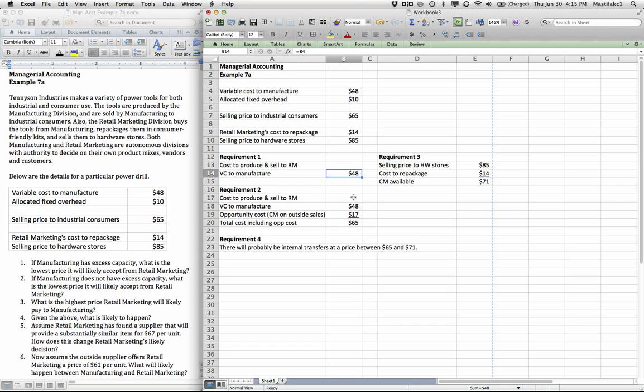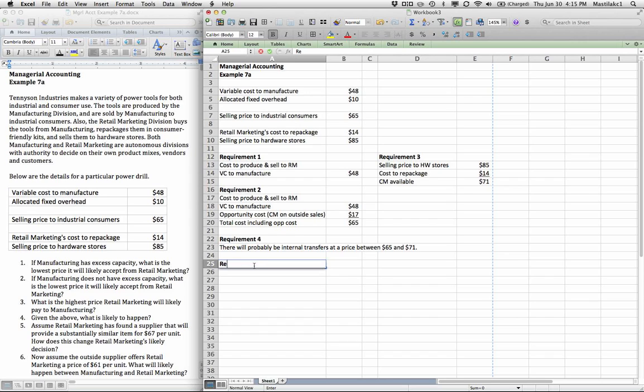One of the problems with transfer pricing is that parties have differential information. Manufacturing will always know better than marketing will whether manufacturing has spare capacity. So they'll be able to set their bottom price with much better information. And to a certain extent, retail marketing is just in a disadvantageous situation there. So requirement 4, given these settings, there will probably be an internal transfer at a price between 65 and 71.